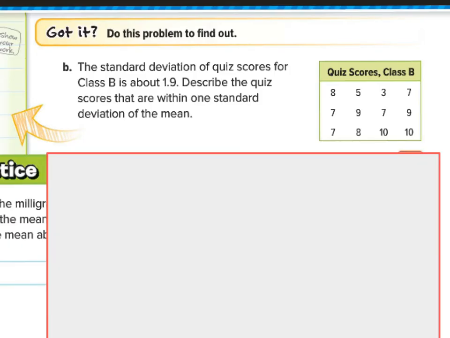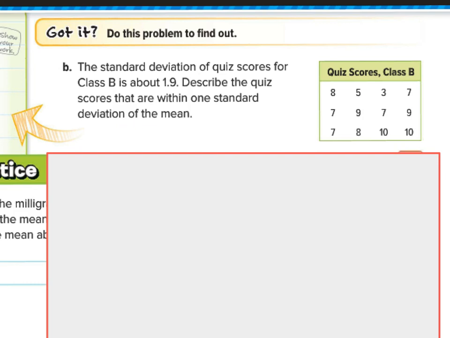And this is our last example right before the guided practice. It's a shorter video today with fewer examples because we're just learning two skills, mean absolute deviation and standard deviation. So let's have a look here for standard deviation. The standard deviation of the quiz scores for Class B is about 1.9. Describe the quiz scores that are within one standard deviation of the mean.